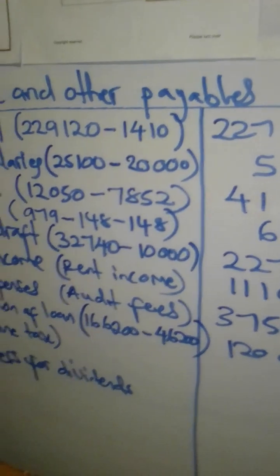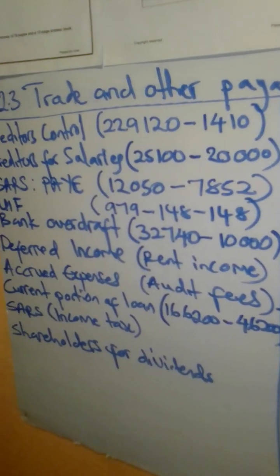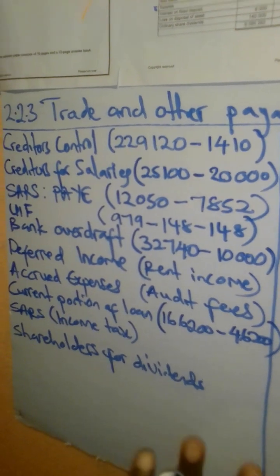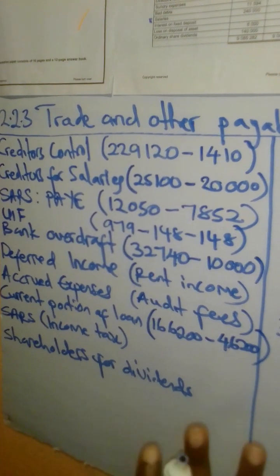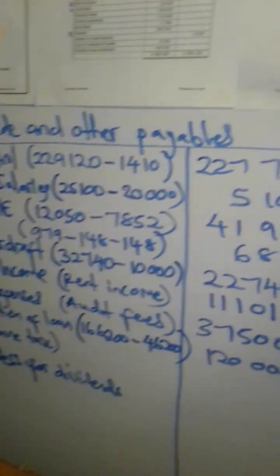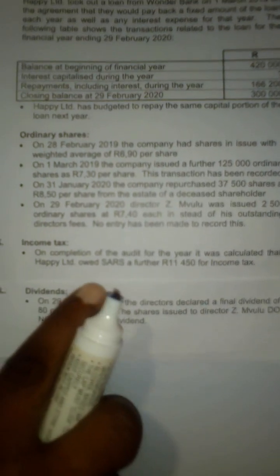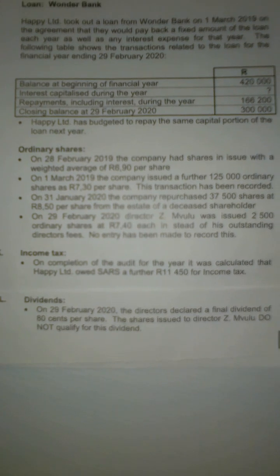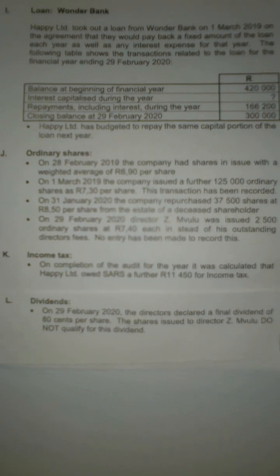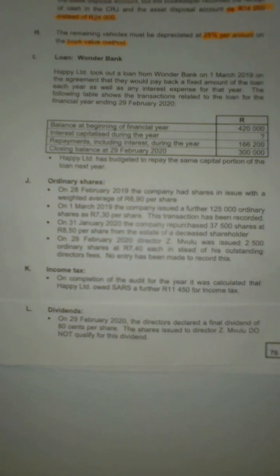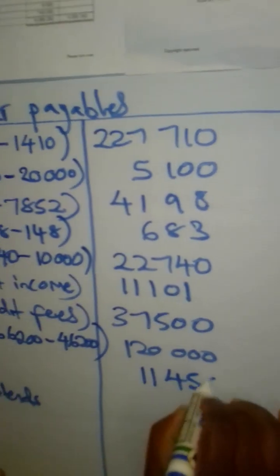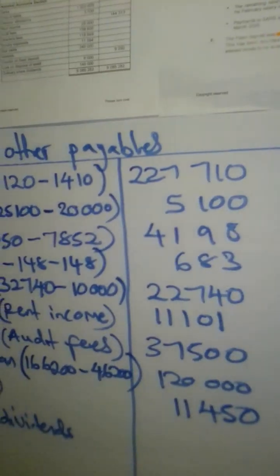Okay. And then SARS income tax, we are simply going to record the money which was due at the end. I think it was on adjustment number K. On completion of the audit for the year, it was calculated that Happy Limited owed SARS. The money that was owed to SARS is what is going to make up our trade and other payables. It was 11,450. So we record 11,450 here, for SARS income tax.